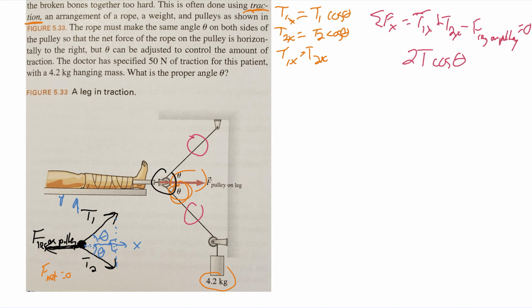Wouldn't it still be in the x direction though? Do I need it in the x direction? No, I don't. And then that equals, so then I can say it equals F leg on pulley.